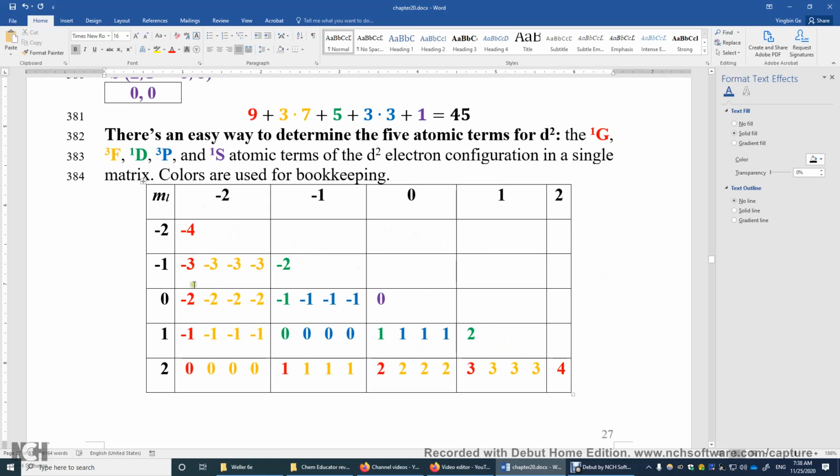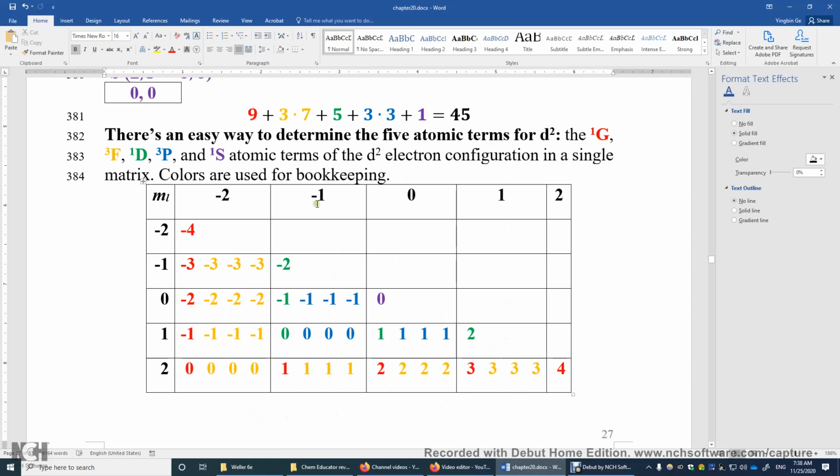Now let's look at this lower triangle. And then look at the 9 numbers in red. These are the 9 microstates that belong to the 1G atomic term. So you have this 9 and delete this 9. And then look at the yellows, the first column and the bottom row. You see 21 microstates. They belong to the 3F atomic term. And then delete the yellow.